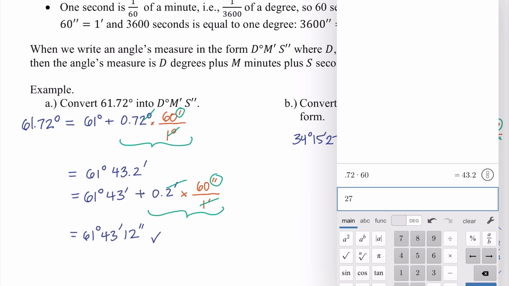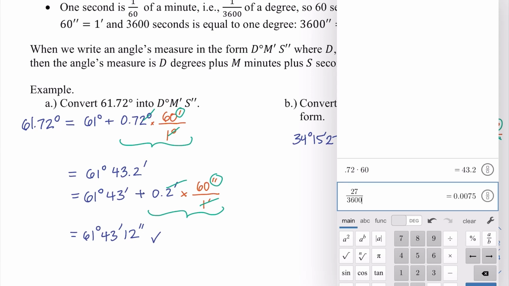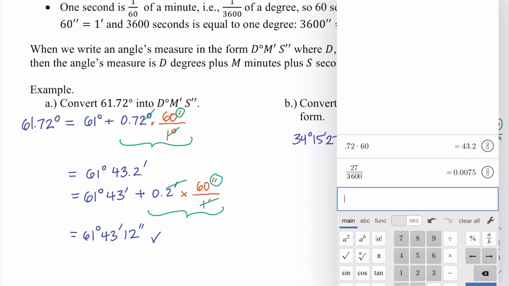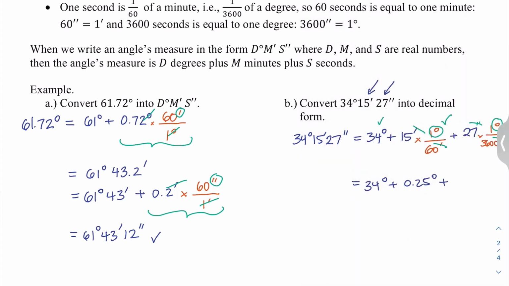so that might be something that I want to do on my calculator, and I get 0.0075. So plus 0.0075 degrees, and then putting that all together, I get 34.2575 degrees, and I'm back in my decimal form, which is what's being asked in that problem.